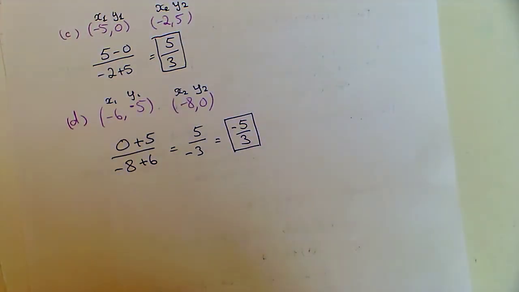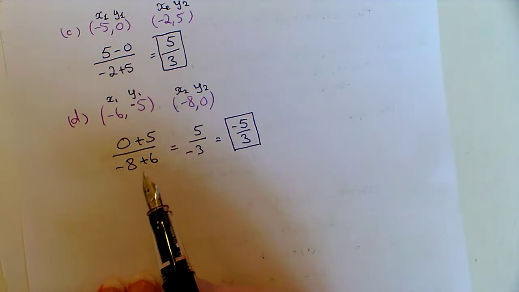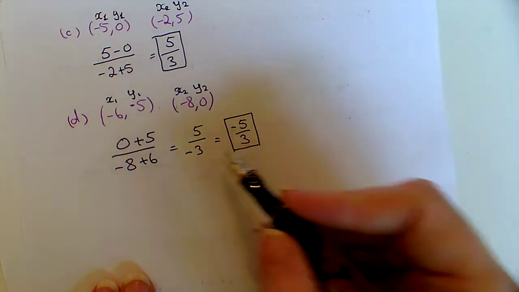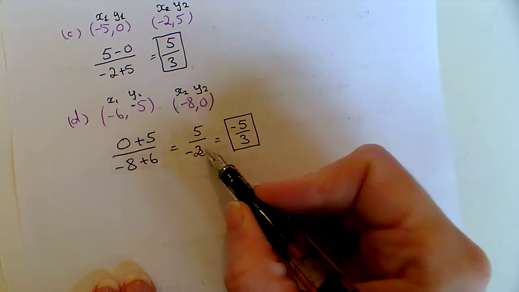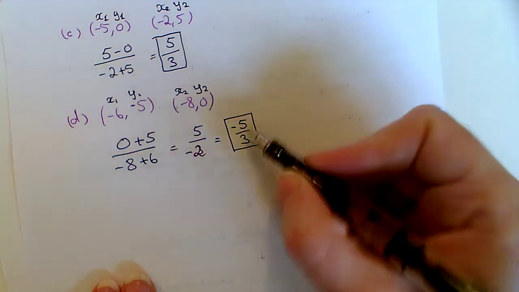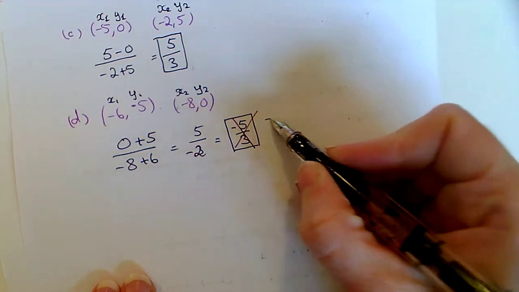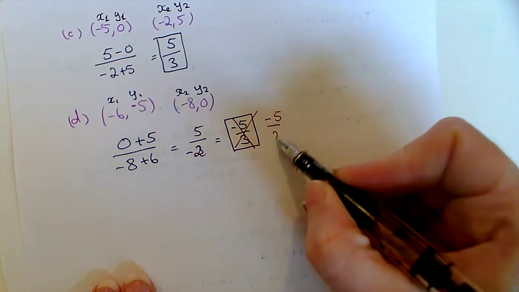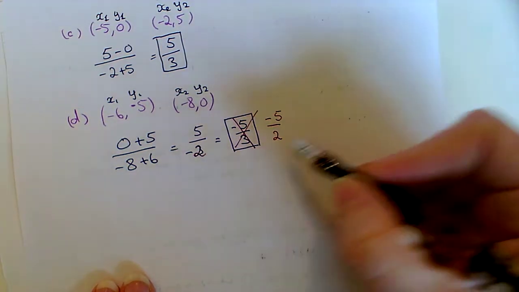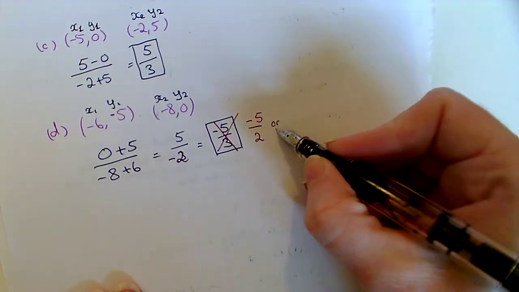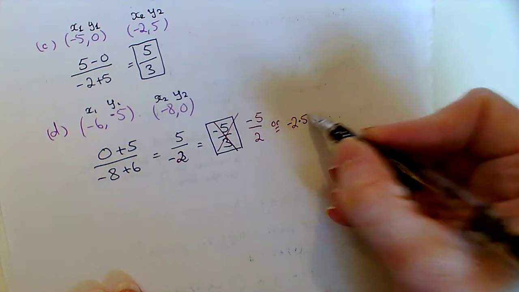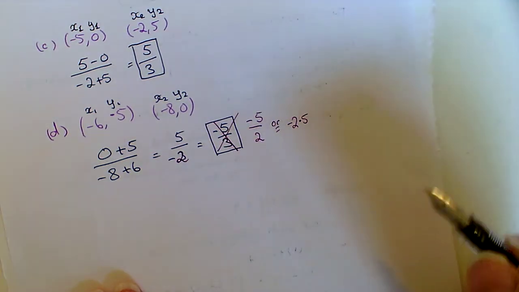I filled into the formula correctly, but then when I added my -8 and my +6, this of course should have been -2, not -3. So my final answer should have been -5 over 2. Okay, -5 over 2, you can leave it like that, or -2.5 would be another way of writing the same thing. Okay, let's take a look at the homework corrections.